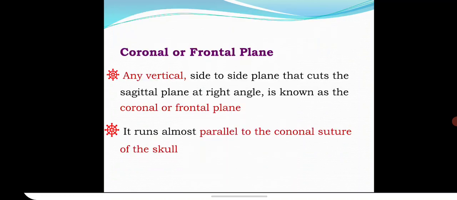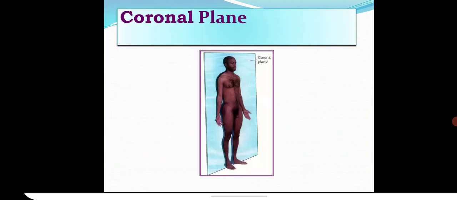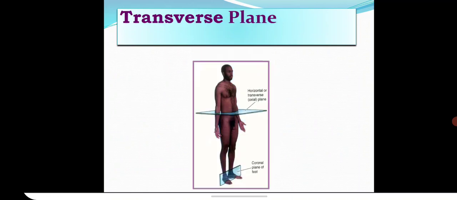Coronal or frontal plane: any vertical side to side plane that cuts the sagittal plane at right angle is known as the coronal or frontal plane. It runs almost parallel to the coronal suture of the skull. So, cutting the body cadaver side to side, that is called coronal plane.